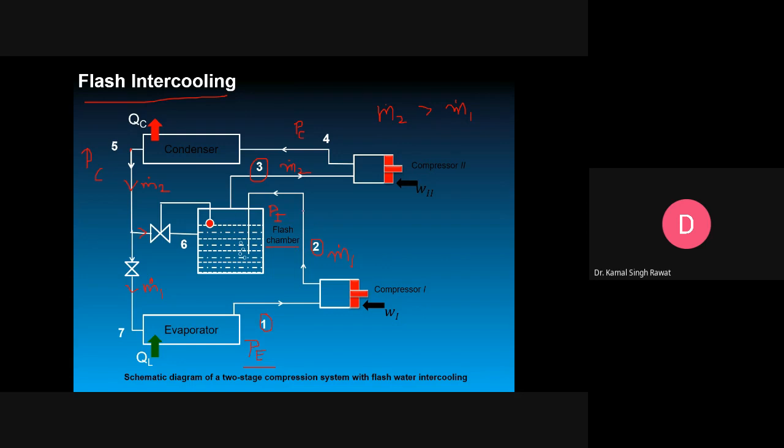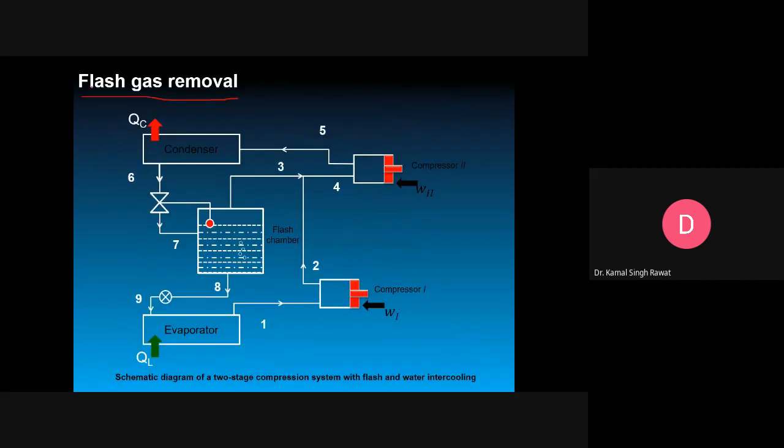Since the superheated vapor is cooled down from the superheated condition to the saturated condition, this heat is removed. And if the latent heat is too low for any refrigerant, a huge amount of liquid will be evaporated. So this flash intercooling is only suitable for a refrigerant whose latent heat is very high, like ammonia. However, this flash gas removal system is always desirable.